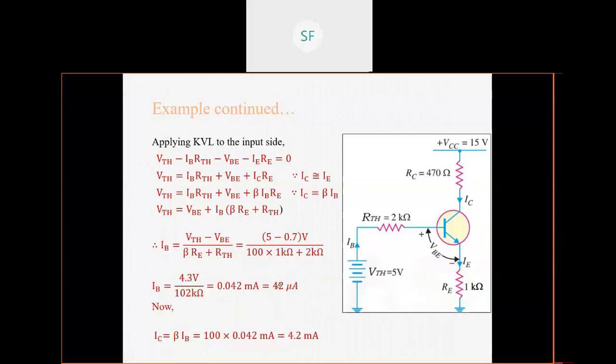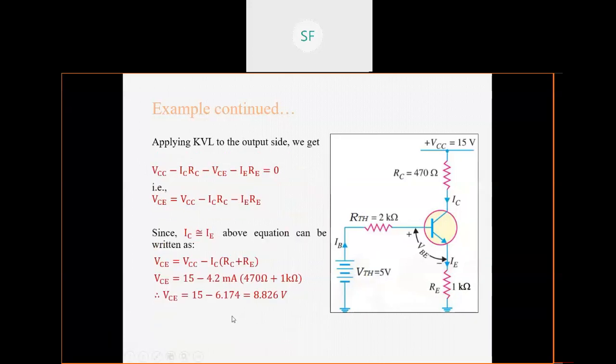Okay. Then we have got the values of IB and IC. Now the next part is you need to find out the value of VC. So again, okay, thank you. They are correct. Okay. So in order to find out the value of VC again, you have to follow the same process.